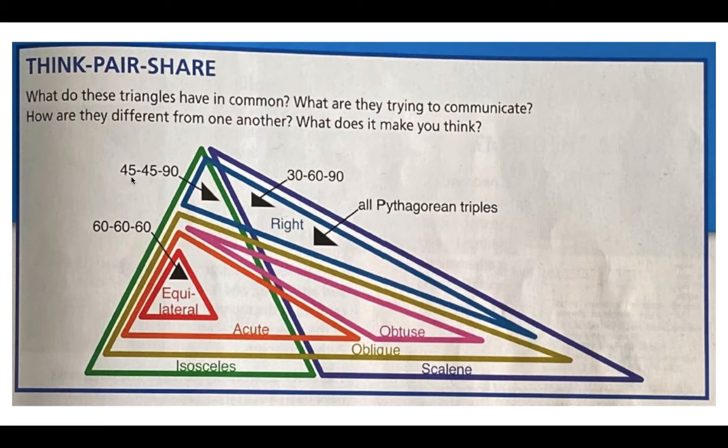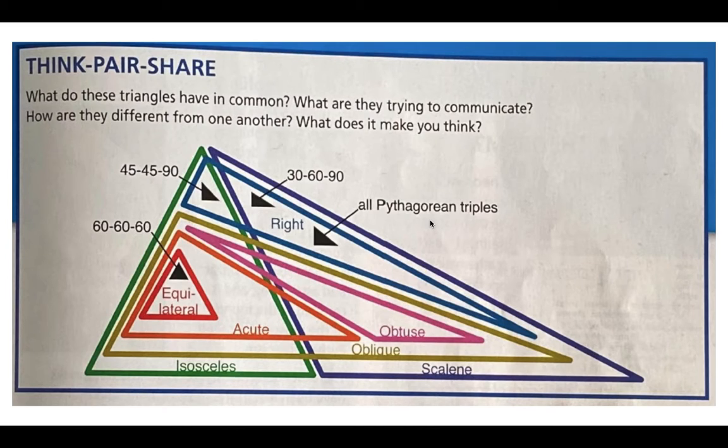And also you see 45, 45, 90, 30, 60, 90, two special triangles that we talked about before. And we will spend some time talking about Pythagorean triples and explore a bit in this unit.